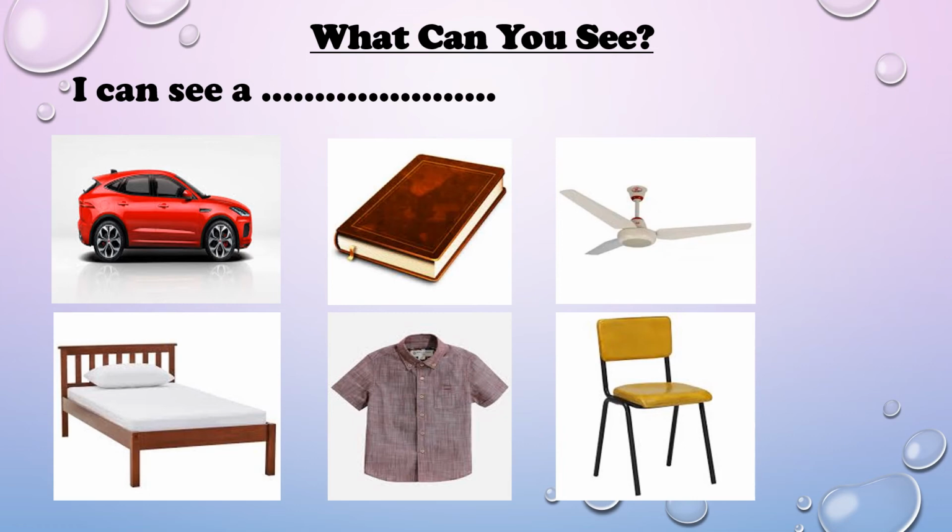Okay, what can you see in the first picture? I'm sure you can answer it. Let's try. Yes. You can say, I can see a car. Okay, next one. What can you see in the fifth picture? Yes, the answer is, I can see a shirt.